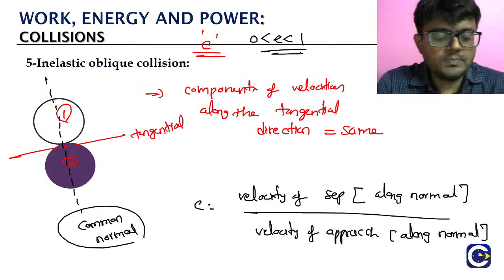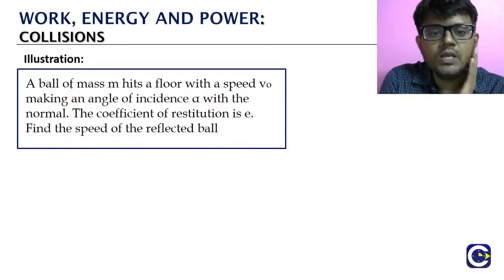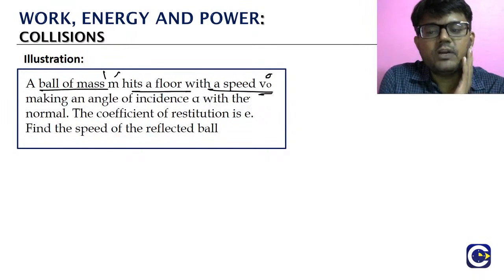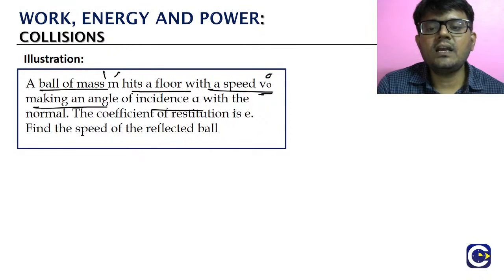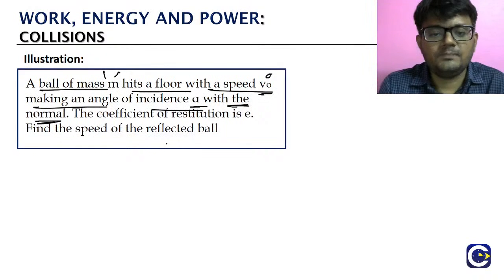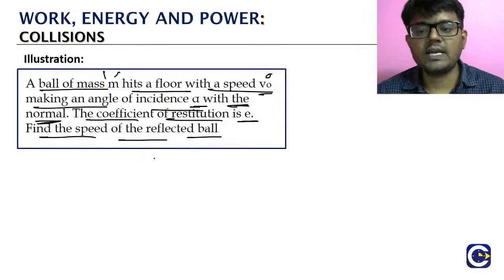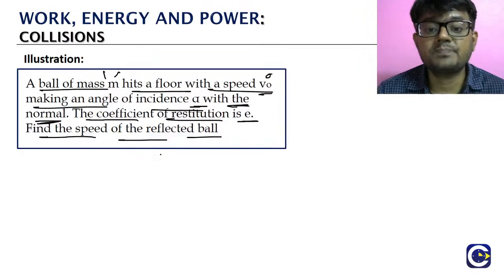Okay? So see what kind of questions we can possibly expect. A ball of mass m hits the floor with a speed v0 making an angle of incidence alpha with the normal. So what is the angle it is making with the normal? Alpha. The coefficient of restitution is E. Find the speed of the reflected ball. So what should we calculate? We should calculate the speed of the reflected ball.